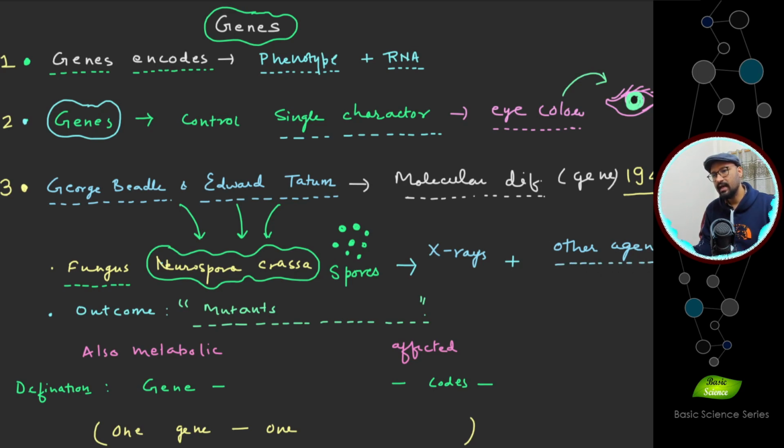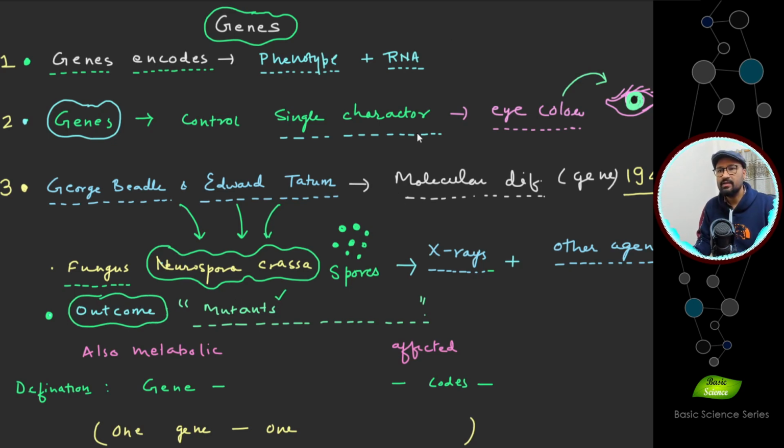And what are those other agents, and what is the significance of the X-rays? What they were trying to do is basically expose the fungal spores to some sort of DNA damaging molecules or DNA damaging radiations. Obviously X-rays will have an impact on the DNA. The other agents they are using are also going to interfere with the DNA. And because of that, the outcome of that experiment, as I have written here, was the generation of mutants.